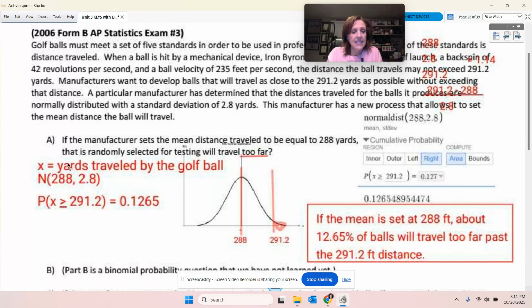So x is the yards traveled by this golf ball. The normal model with a mean of 288 and 2.8. So that's the second thing you've got to include. The third thing, what is it that you're finding? We're finding the probability that x is greater than or equal to 291.2. Traveling too far means past the 291.2.